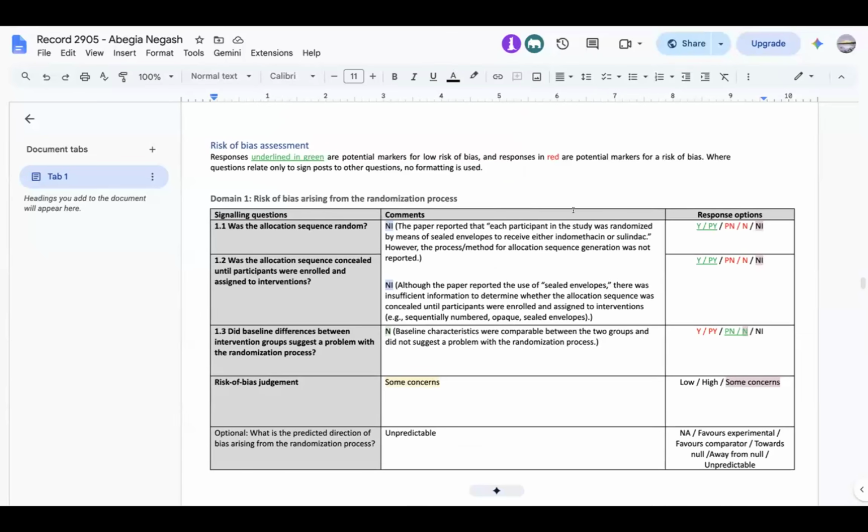I think he put probably yes for 1.2 for the same reason that we did. I think he could confirm this, but the sealed envelope meets the minimal criteria that's in the RoB 2 guidance, but the extended criteria isn't confirmed. So that's why instead of a definitive yes, it's a probably yes. But I'm not sure, you could correct me on that.